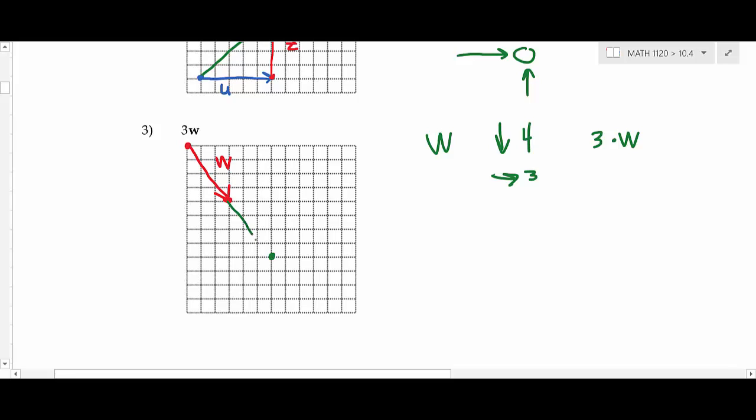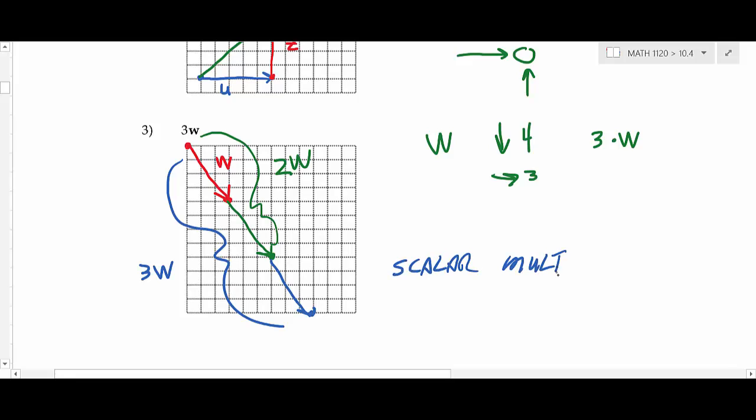And then this vector right here, that whole vector would just become 2w, like that. Then if you do it one more time, from that point, if you go down 4, 1, 2, 3, 4, over 3, then you're going to have that. So that whole vector like this, that resultant, would be 3w. We call that scalar multiplication whenever you multiply a vector like that. Does that make sense to everybody?